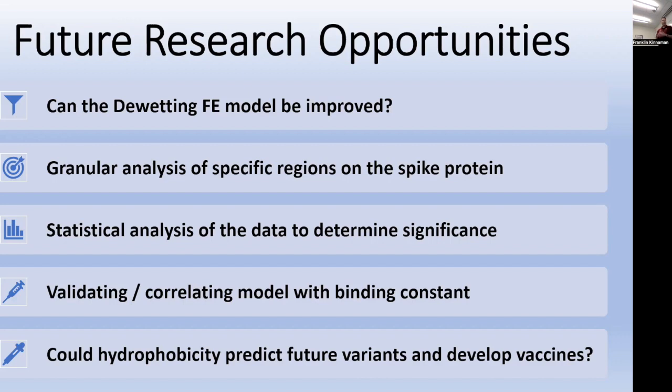And then validating and correlating our model of using those triplets with the binding constants for the different viruses to see if that lines up. And then the big question that I think is really interesting: could this model and measuring hydrophobicity help predict what future mutations might be, and help in vaccine development?